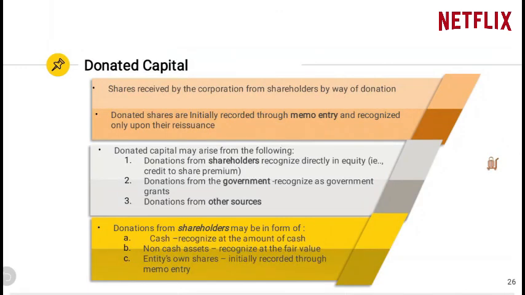Donated capital. So, it is the shares na natatanggap ng corporation from shareholders by way of donating or donation. Donated shares are initially recorded through memorandum entry and recognized only upon reissuance. So, donated capital may arise from first, donations from shareholders, second, donations from government, and third, donations from other sources. Donations from shareholders may be in form of cash, non-cash assets, or entities' own shares.